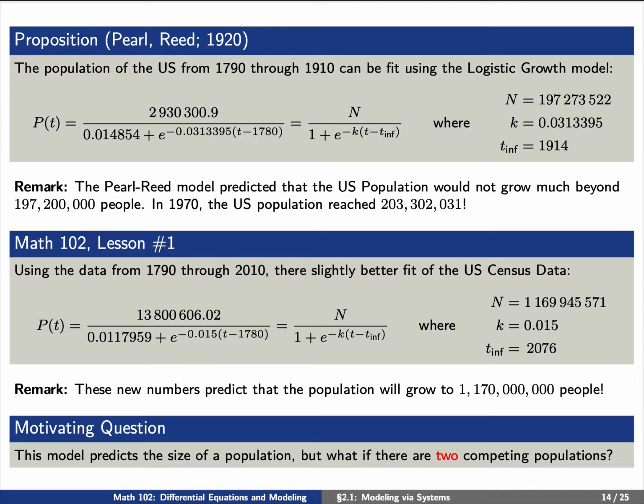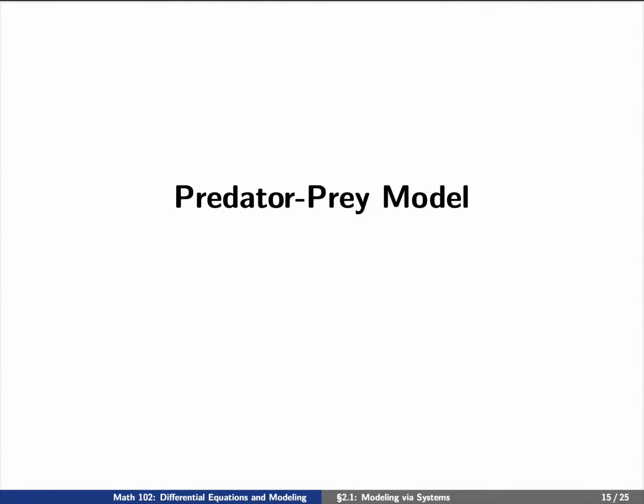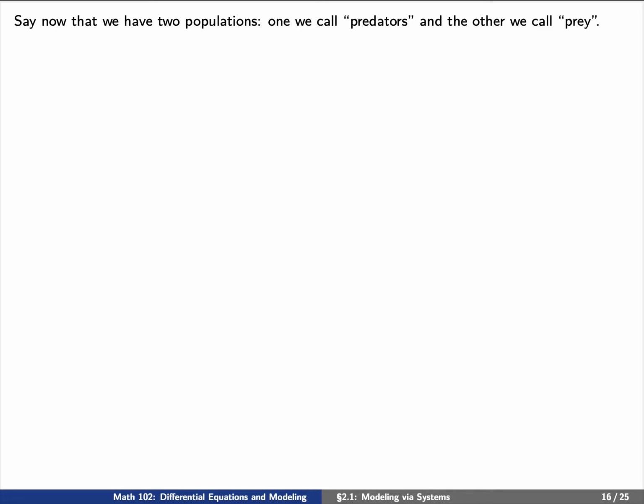We've seen that the logistic growth model predicts the size of a population, but what if there are two competing populations, not just one? Well, this leads us into what we're going to discuss in some detail today, what's called the predator-prey model. Indeed, let's say that we have two populations, one that we'll call predators and the other that we'll call prey. Let's give some examples.